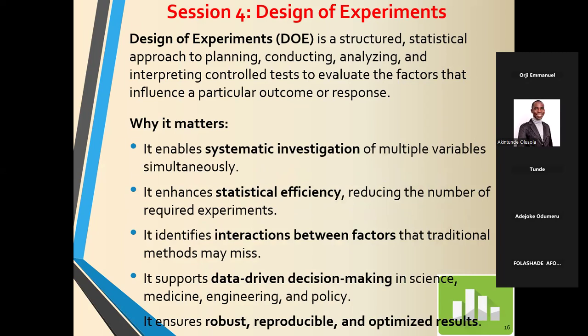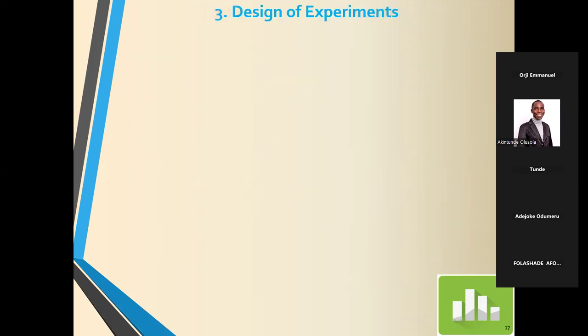So why does it matter? It enables systematic investigation of multiple variables simultaneously. It enhances statistical efficiency and reduces the number of required experiments. Okay. It also identifies interactions between factors that may be missed. It supports data-driven decision making in science, engineering, medicine, policy, etc. So it ensures robust, reproducible, and optimized results.